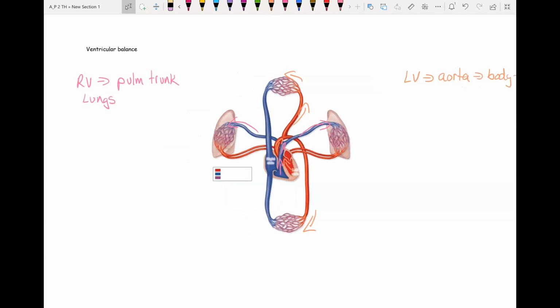Remember also we said that ideally these two cardiac outputs are equal to each other. So for an average healthy adult at rest, it should be 5.25 liters for the right and 5.25 liters for the left. That is a state of ventricular balance. So ventricular balance means that the cardiac output of the right and the left are equal to each other. So your right cardiac output equals your left cardiac output. And as long as you have ventricular balance, everything goes fine.